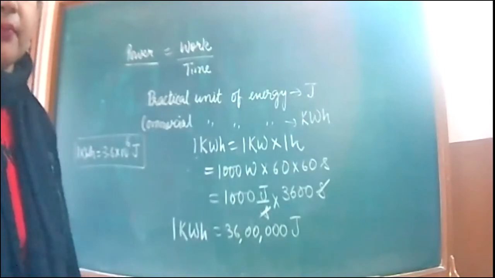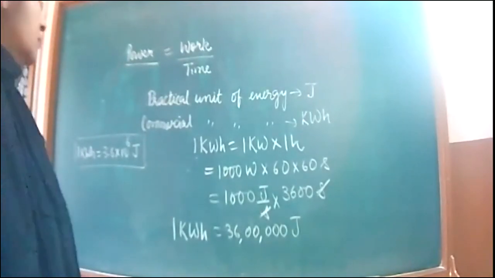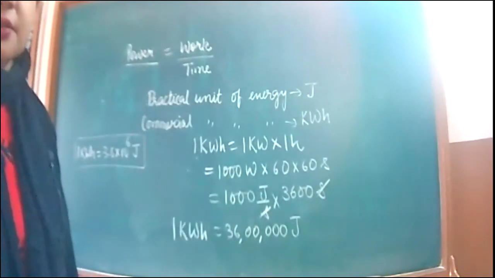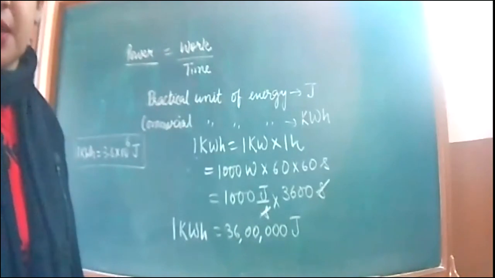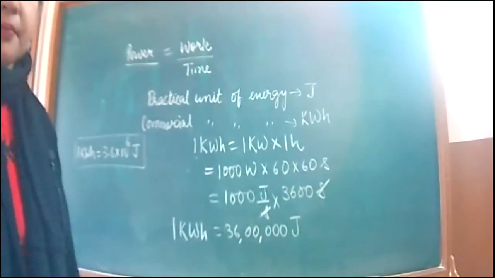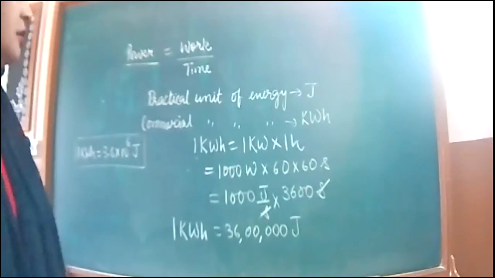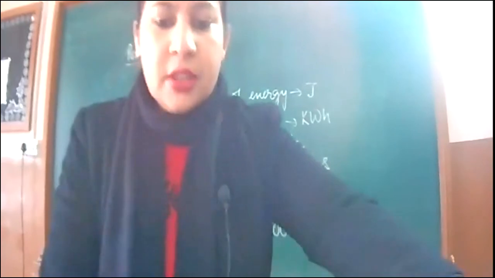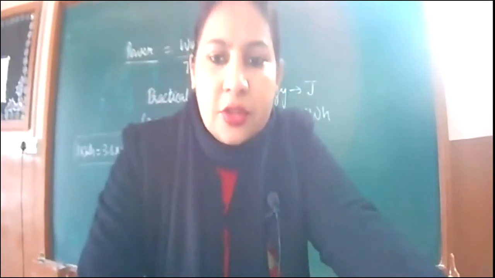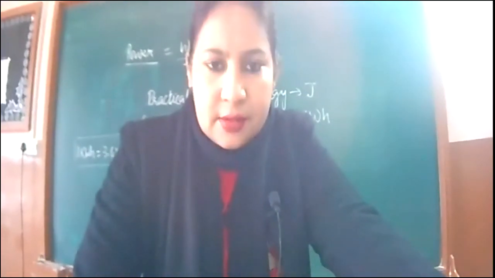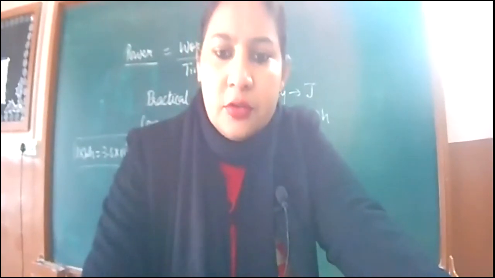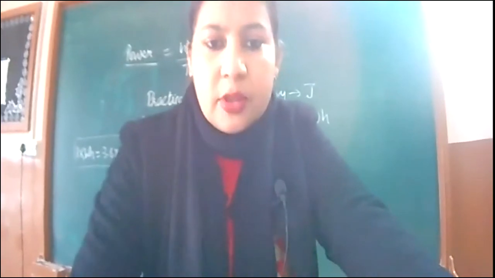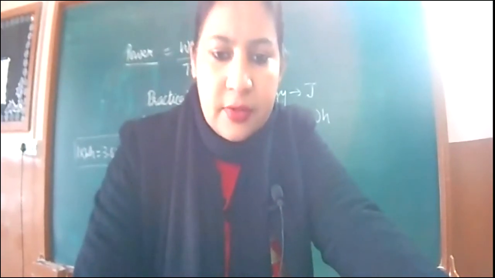Okay. So this is the small proof of 1 kilowatt hour having 3.6 into 10 raised to power 6 joules. Okay, fine. Now our chapter is over. Work energy and power, that is over. And we are going to do the exercise. So I told you to keep the book near you as this was the last topic of the chapter. I'm going to share exercise with you.